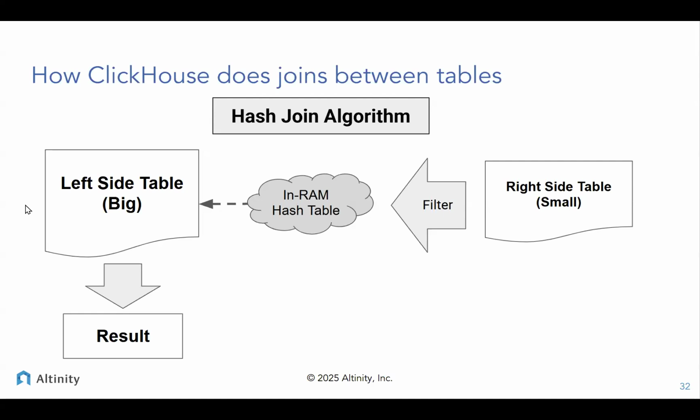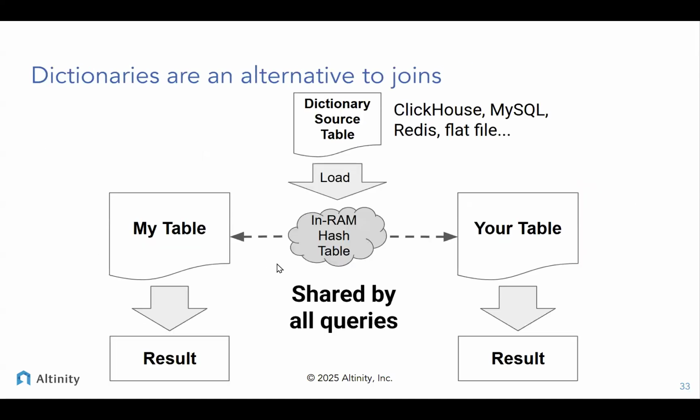This is a very common join type. It's very fast, but one of the problems with it is that it requires memory, and it often keeps putting the same data in memory time after time. So one of the innovations you get in ClickHouse is what's called a dictionary. Imagine if you could avoid constantly scanning those right side tables and just have them present in RAM all the time. That's what a dictionary does.